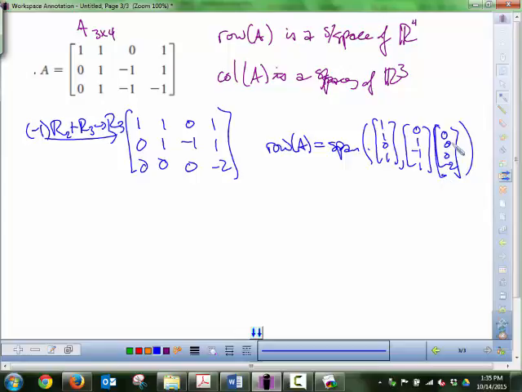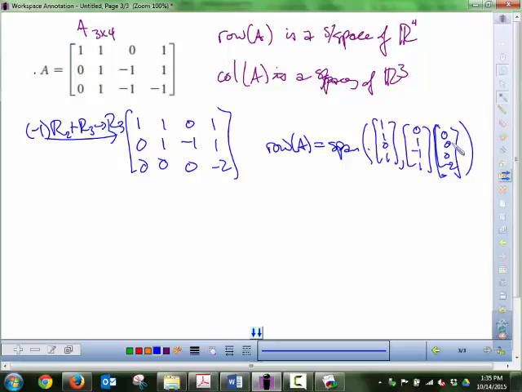So in this 4-dimensional world that we can't visualize, we have 3 vectors that span a 3-dimensional space in 4 dimensions, and that is our row space. So there's 3 vectors here that are linearly independent. So it looks like this is a 3-dimensional space in R4.